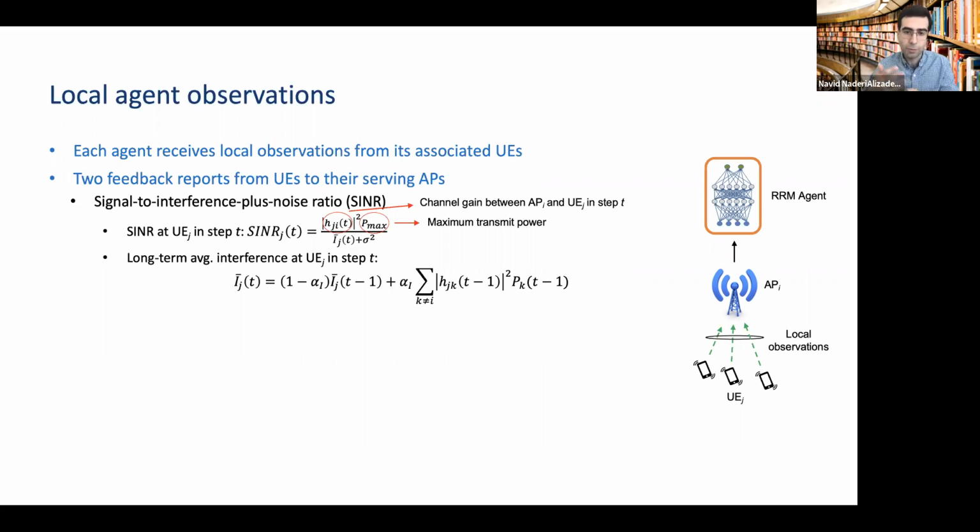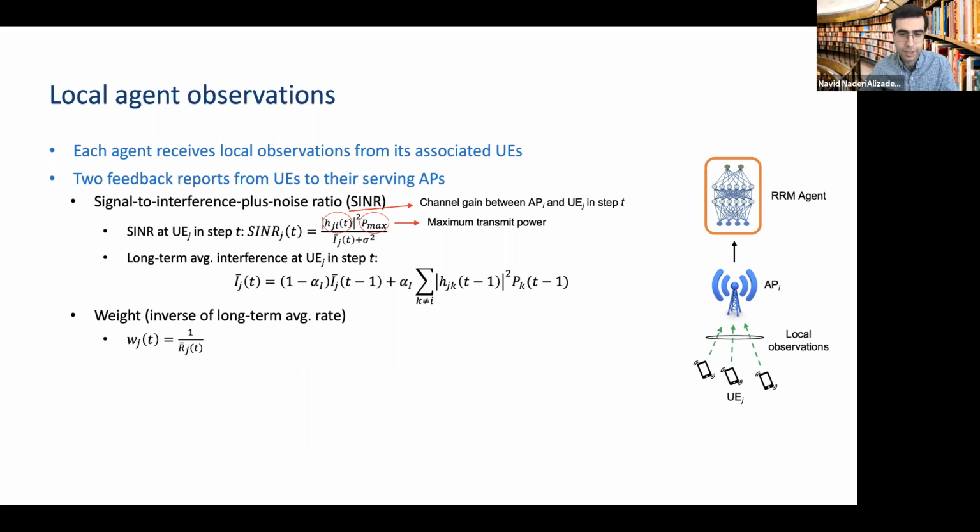Beforehand, we do not have information about the interference exactly that's going to be experienced by each UE at each time step. We just rely on this notion of long-term average interference to have a sense of, statistically speaking, what's going on for each of the UEs in the network.